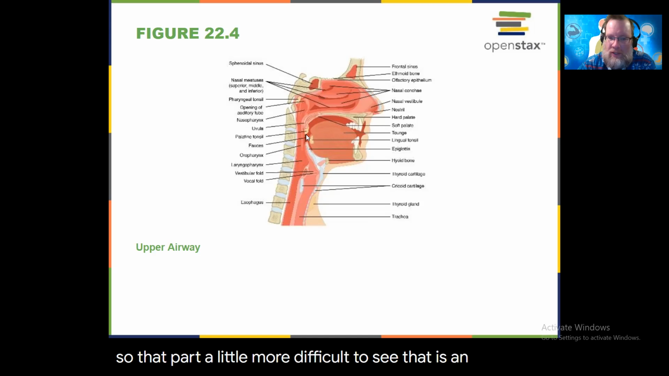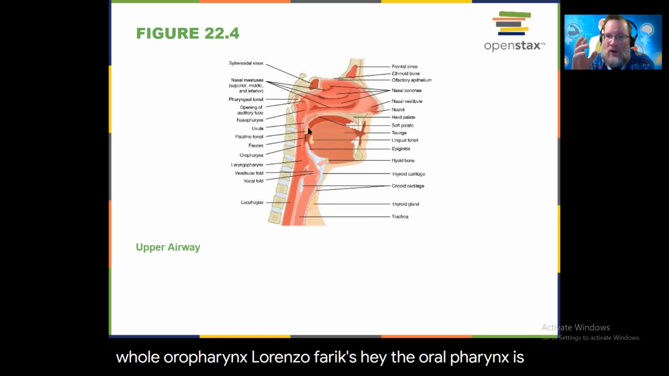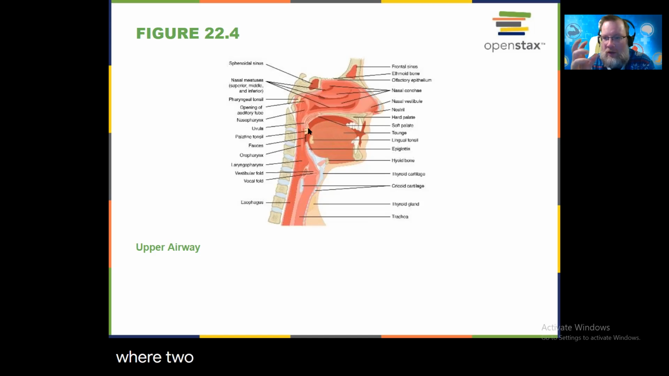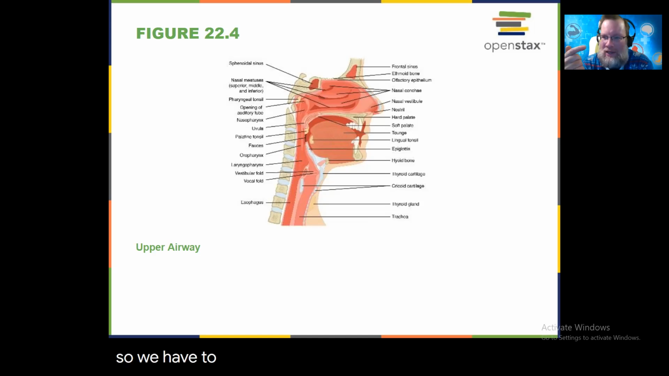That part's a little more difficult to see. That is an area that's going to be just past the tongue. This whole oropharynx, laryngopharynx, hey, the oropharynx is where two systems are going to be using the same space. So we have to keep that in mind as well. This is where the digestive and respiratory systems both kind of meet up right there at that oropharynx.